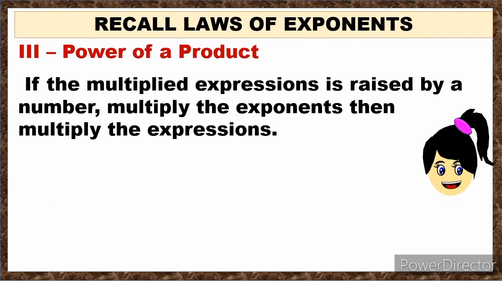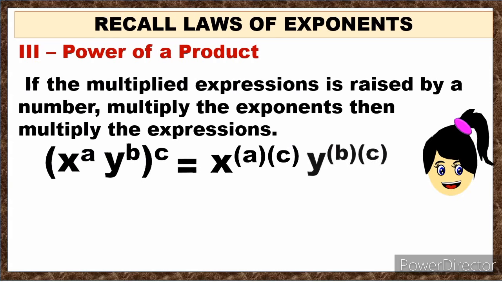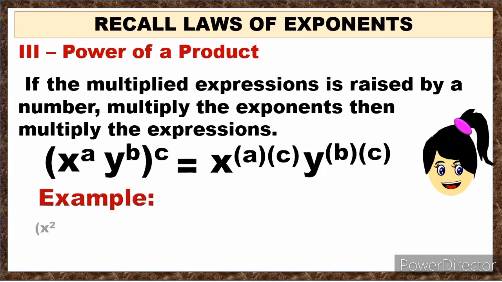Okay, next, let's have the third law, power of a product. If the multiplied expressions are raised by a number, multiply the exponents, then multiply the expressions. Okay, we have x raised to a, y raised to b, raised to another power c, then it is equal to x raised to a times c. Okay, we're going to distribute their exponent, and then we multiply a times c. Then we have y raised to b times c.